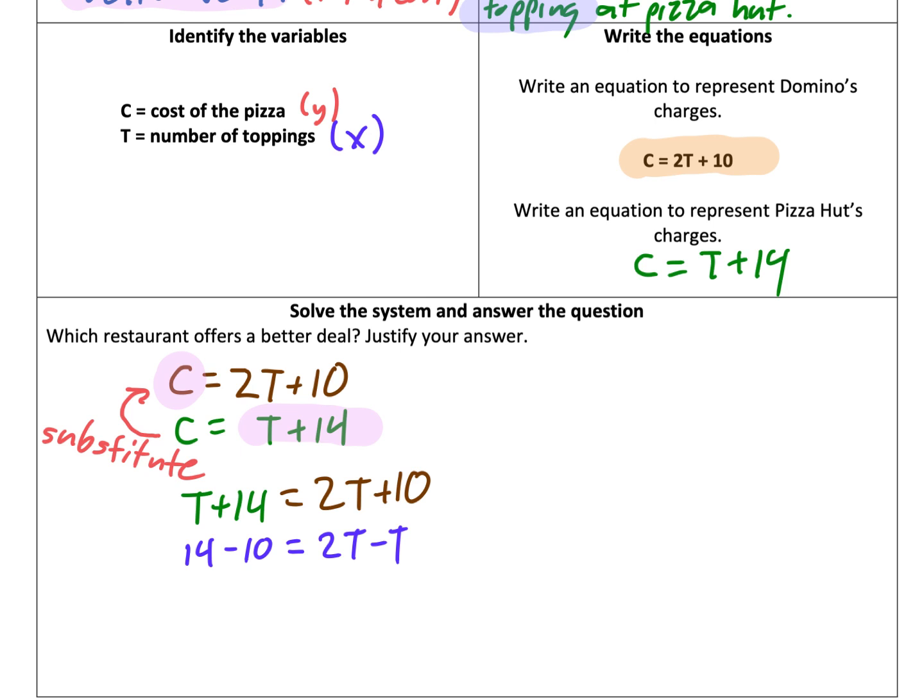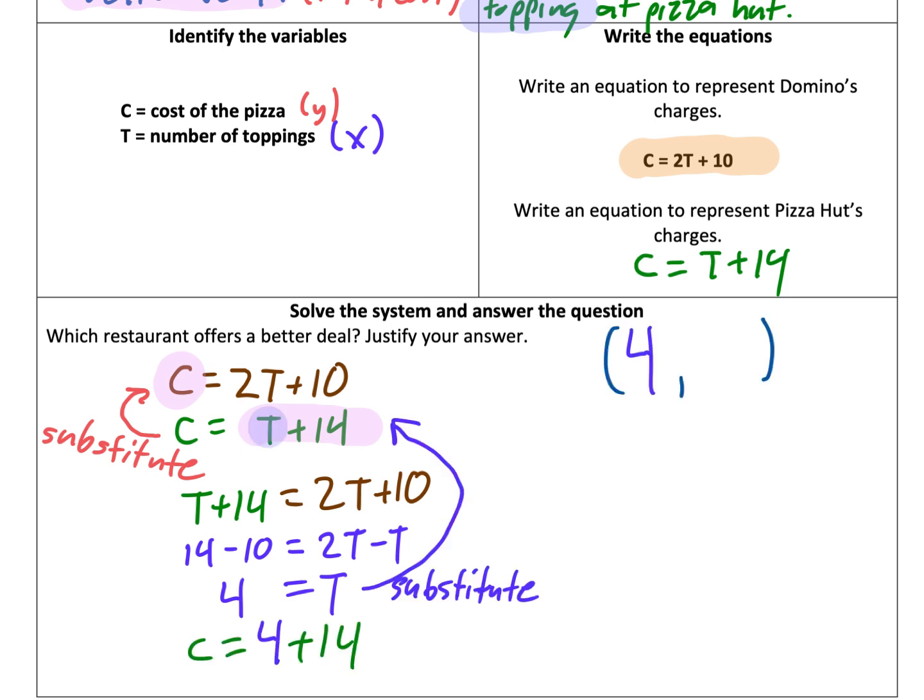Don't forget that when you move it over, you're getting rid of it on the side that it was initially, so you have to do the opposite. So instead of adding 10 when it's on the left side, we're going to subtract 10. And instead of having a plus t, when we move it to the right side, we'll have a minus t. By subtracting on both sides, we get 14 minus 10 is 4, and 2t minus t is t. So we now know that our t, or x value, is 4.